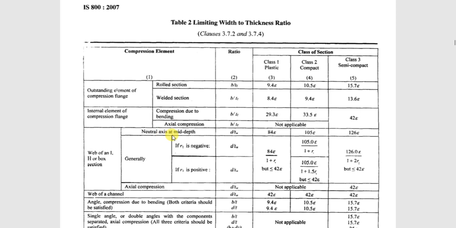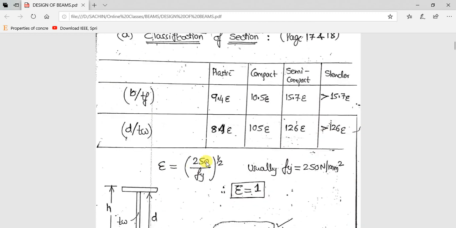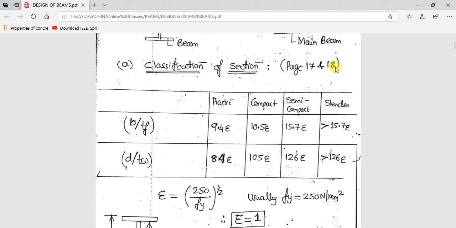Similarly, at the neutral axis or at mid depth, this ratio d by tw, I'll explain what d is, is for plastic 84 epsilon, for class 2 compact 105 epsilon, and for semi compact 126 epsilon. These values can be obtained from pages 17 and 18 of the code book. If it is slender, it should be greater than 15.7 epsilon and greater than 126 epsilon. Epsilon is (250 by fy) to the power of half. We know that fy is 250, so this epsilon will always be equal to 1, and this is given below the table on page number 18.